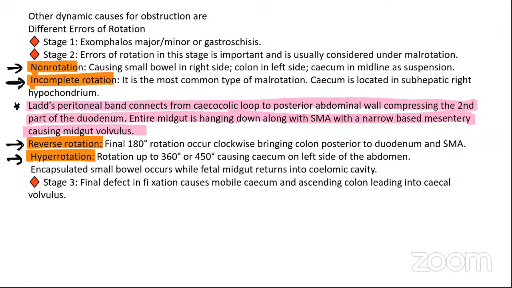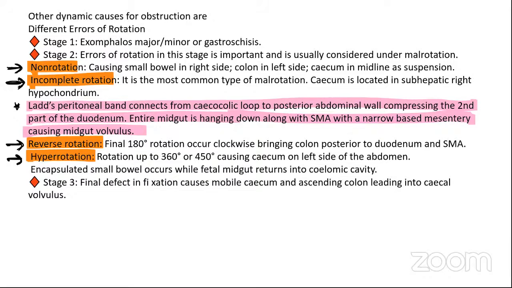Incomplete rotation means it will rotate partially, and it is the most common type of malrotation. In that case, the cecum will be located in the subhepatic right hypochondriac region. A large peritoneal band will connect from the cecocolic loop to the posterior abdominal wall, which will compress the second part of the duodenum. The entire midgut is hanging down along with the superior mesenteric artery as it is not rotating and going back to the normal site. I'll show a figure in the next slide. This was about non-rotation and incomplete rotation.